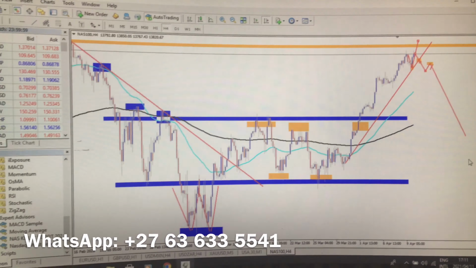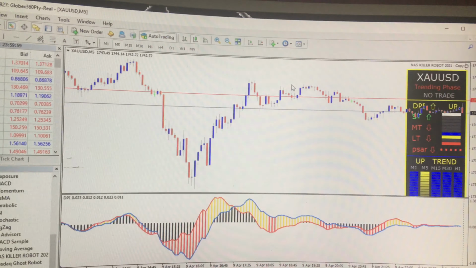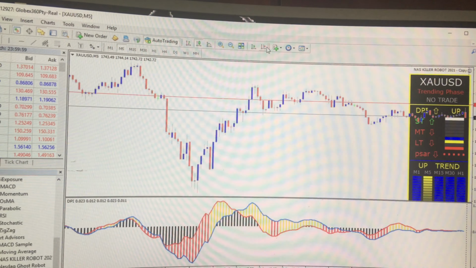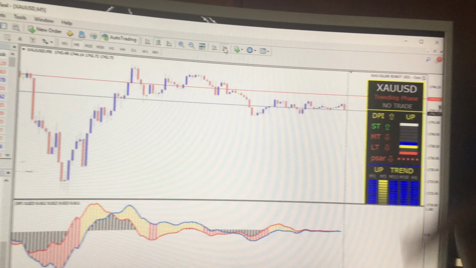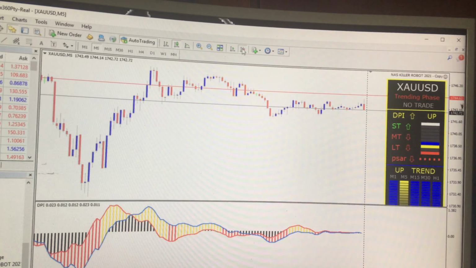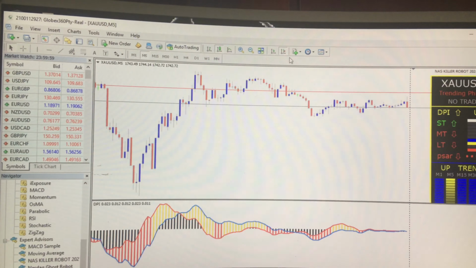Okay. Before I go, guys, I wanted to show something. There's this pair which I love, which is gold. Ignore the robot, and ignore everything there. We just focus on the chart. By the way, if you want the robot, make sure that you contact me. Look at my other videos about the robot, and you'll find my contact number. But anyway, I wanted to show something about the gold.